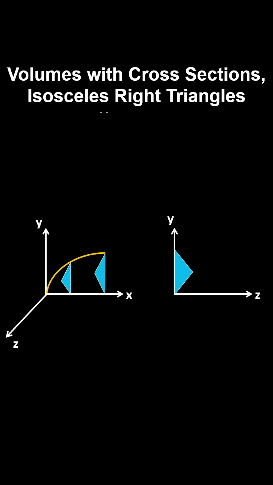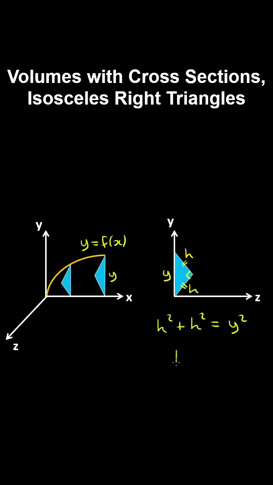We can also find the volume of solids with isosceles right triangle sections. So these cross sections have two edges the same length with a right angle here. So considering this curve as y equals f of x, then the hypotenuse has a length y, and therefore the height of this isosceles right triangle section can be obtained using Pythagoras' theorem. So therefore the height can be written as follows. And therefore the area of the section is half the base by the height.